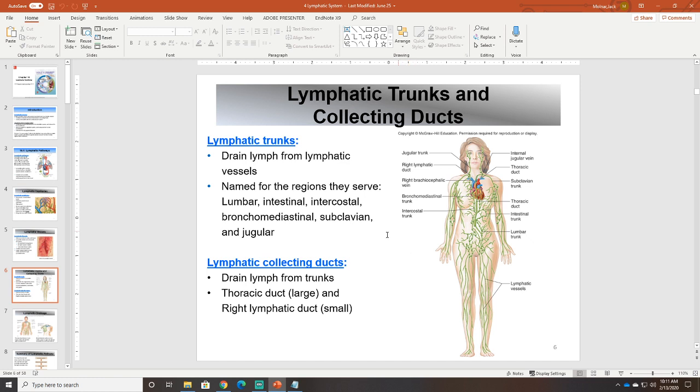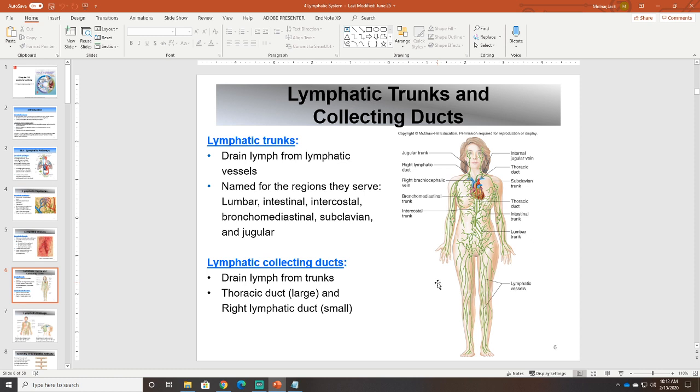All right, so the lymphatic collecting ducts drain lymph from the trunks. So the trunks return fluid to the ducts. The ducts are large lymphatic vessels found just above the collarbone, and they're going to dump lymph into the subclavian veins, the right subclavian vein and the left subclavian vein. And those are going to dump blood, which now contains fluid from the lymph, into the superior vena cava and then into the right atrium.